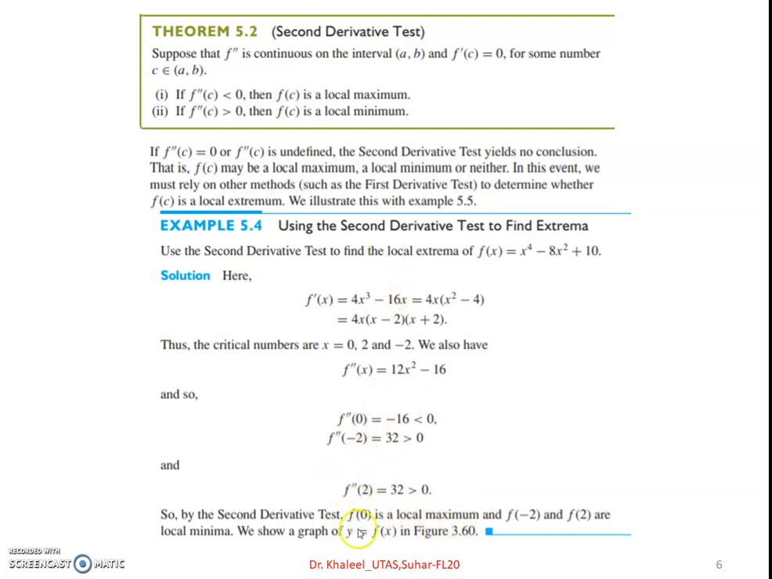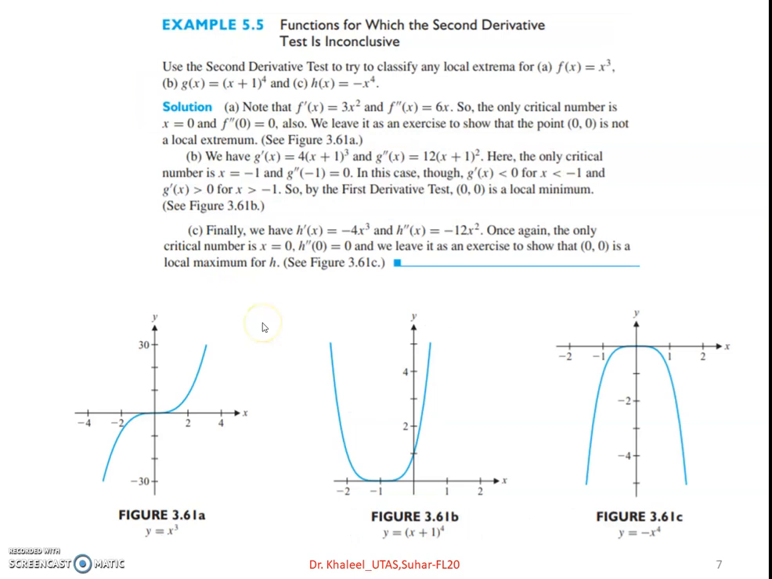That is, I put x equal to 0 here. This gives me a local maximum. f at minus 2 and 2 are positive, so therefore they are local minima. It is a plural word. So we have one local maximum and two local minima. This is how we use the second derivative test to find the local maximum and minimum.